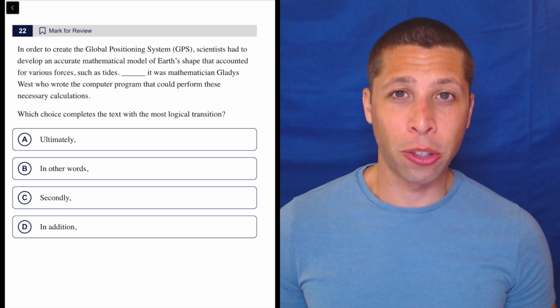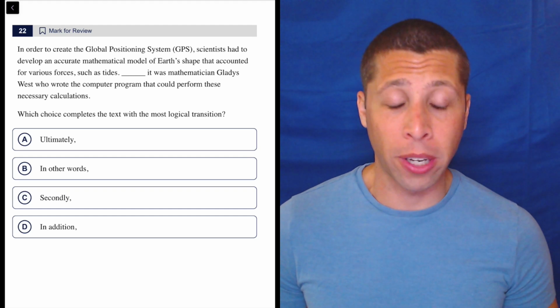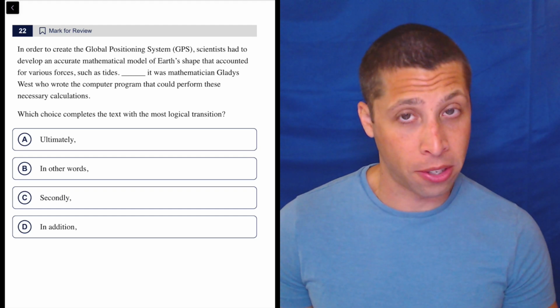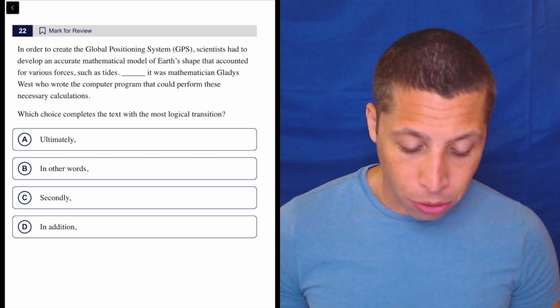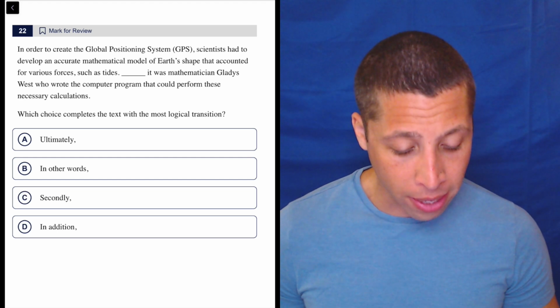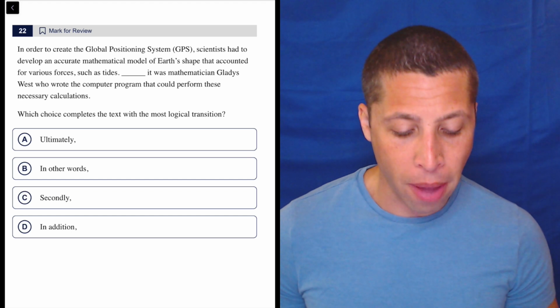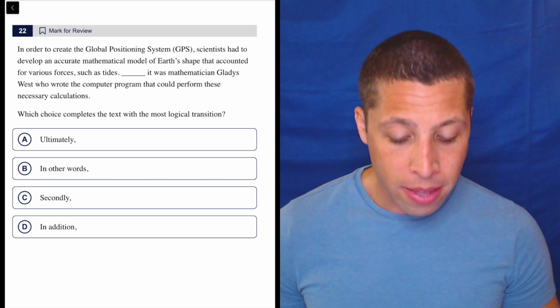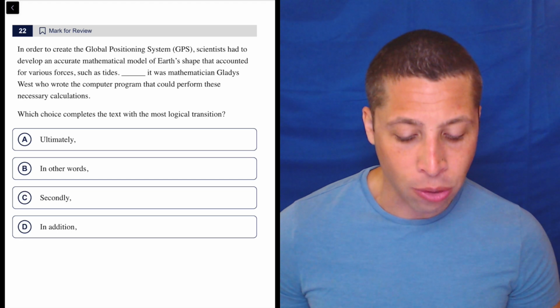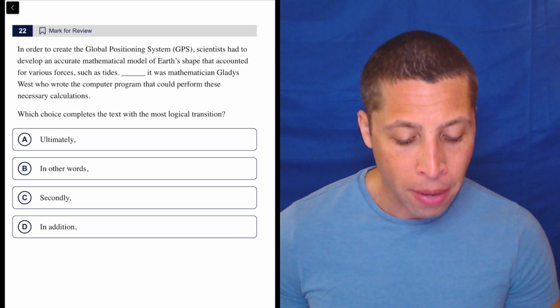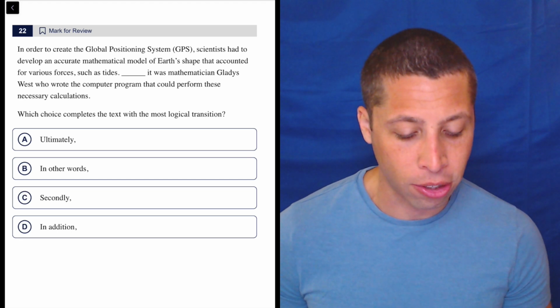So much of these transition questions really just comes down to knowing what the transition words mean. There are some weird ones here, but let's take a look at the sentences first, see what we get. In order to create the Global Positioning System, GPS, scientists had to develop an accurate mathematical model of Earth's shape that accounted for various forces such as tides. It was mathematician Gladys West who wrote the computer program that could perform these necessary calculations.